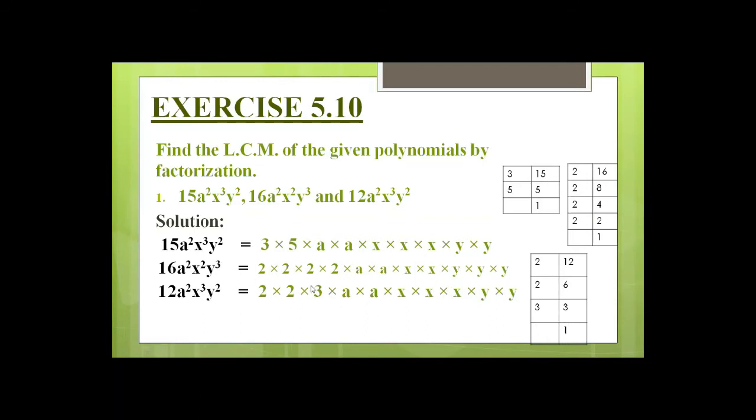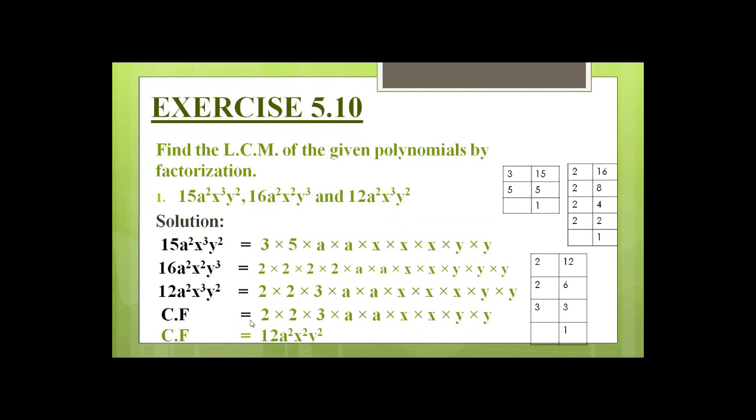This is the first step, that you will factorize the given polynomial. This is the factorized form. Step number 1 is done. Now step number 2, identify the common factor. CF stands for common factor. So here the common elements are 2 2 3, a 2 times, x 2 times and y 2 times. So these are the common factors.